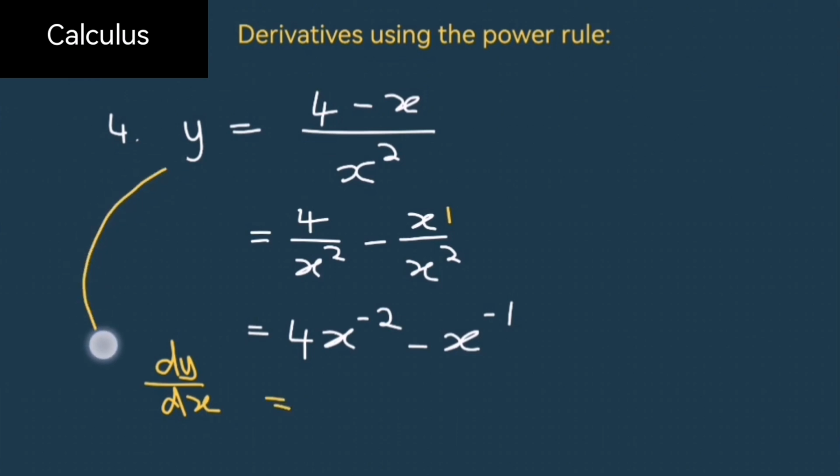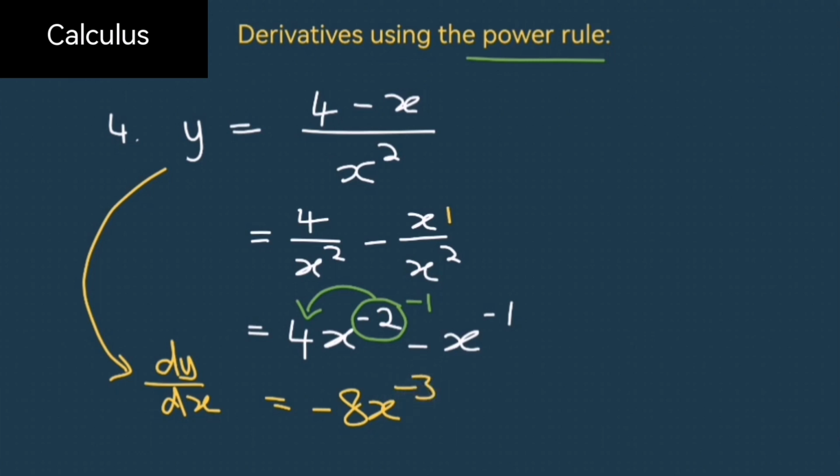The derivative of y with respect to x is dy over dx. So again, using the power rule, we'll take the exponent, multiply it in front, decrease that exponent by 1, and this gives us -2 times 4, which is 8, x to the power of -2 minus 1, which is -3.